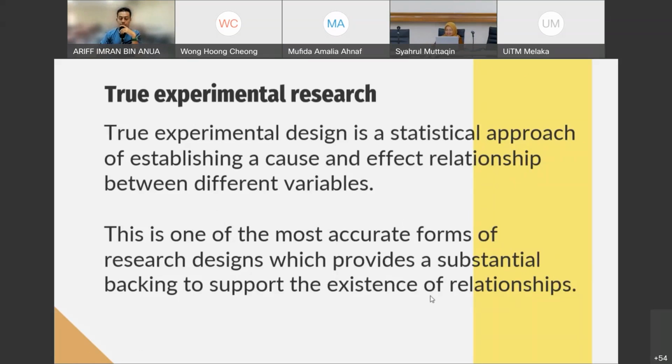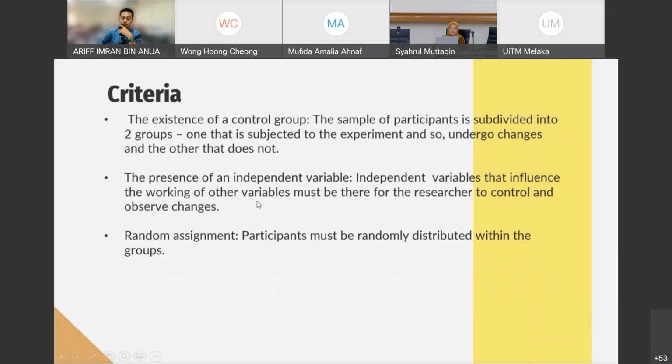Since it has the substantial backing. What does it mean? It means that it has statistical calculation to support the existence of relationship. And then, see, this is the criteria of conducting a true experimental research. So there is the existence of a control group. There is a treatment group and then also control group.